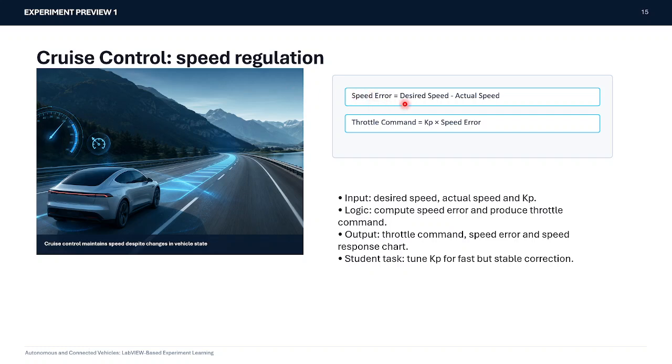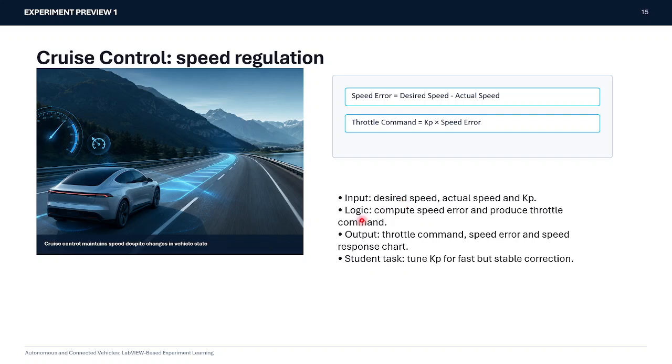So the speed error is the desired speed minus the actual speed. The throttle command we can compute using Kp and the speed error. The inputs normally used are the desired speed, actual speed, and Kp. We want to maintain about 40, 70, or 90 kilometers per hour speed, which means we have to fix the desired speed as 90 kilometers per hour.